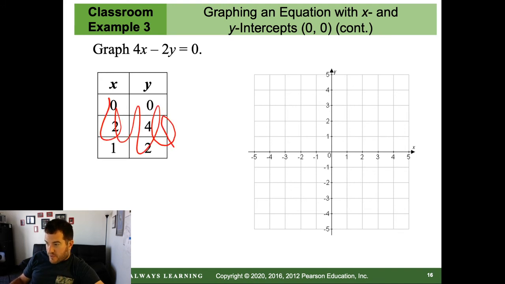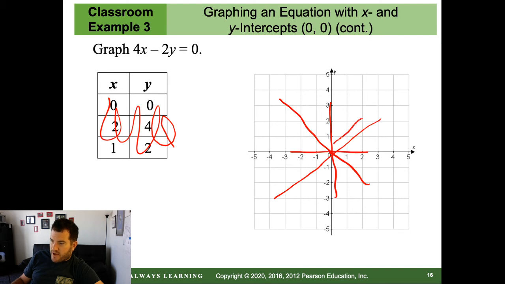If I graph the point 0, 0, the question is, how do I draw my line, right? I can draw it that way. I could draw it that way, or maybe that way, or that way. The struggle is that there's an infinite amount of ways that we can draw that, right? So, what do we need to do?